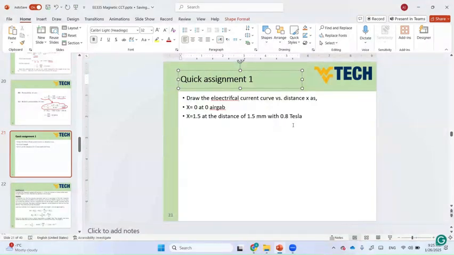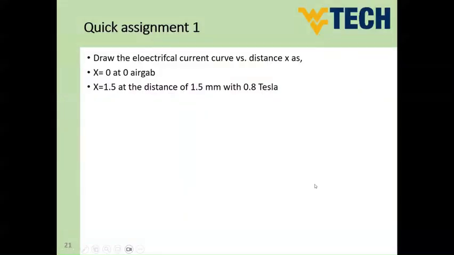Okay, guys, so please solve this assignment and turn it in by this Friday. Okay.